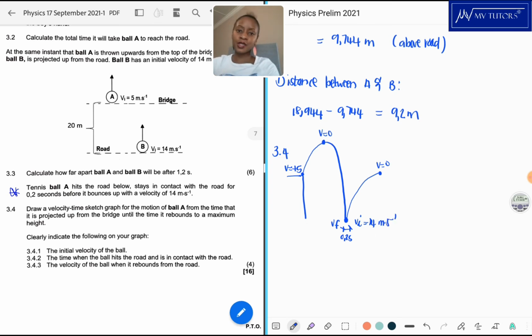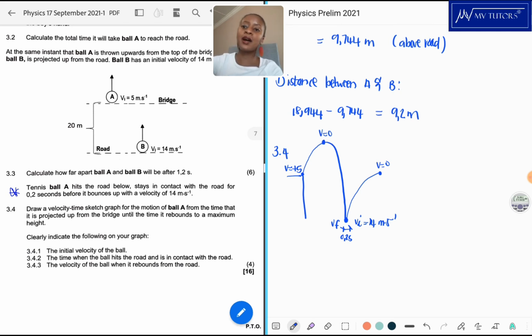And now they want us to draw the sketch, okay, not the free body diagram, but the velocity time sketch. Okay, and we need to indicate the following: the initial velocity of the ball, the time when the ball hits the road and is in contact with the road, and the velocity of the ball when it rebounds from the road. So they gave us the velocity that it rebounds, which is 14 meters per second.